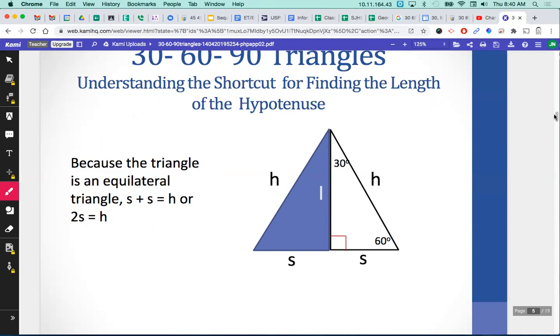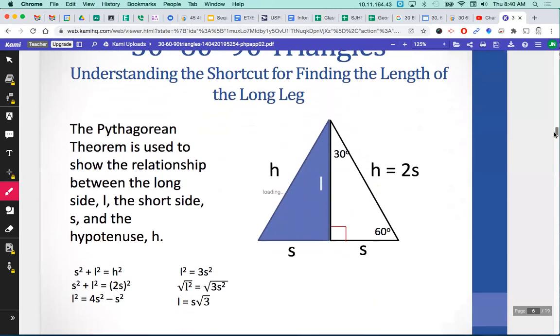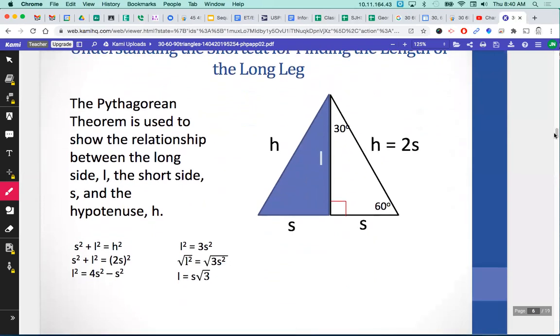Now, we could also figure out what this length is going to be using the Pythagorean theorem. If we made this length S, the length L was B, and length H was C, A squared plus B squared equals C squared, and we could solve for B to get what our B length would be. And what we end up getting, using the values of L, S, and H, is L equals S radical 3.